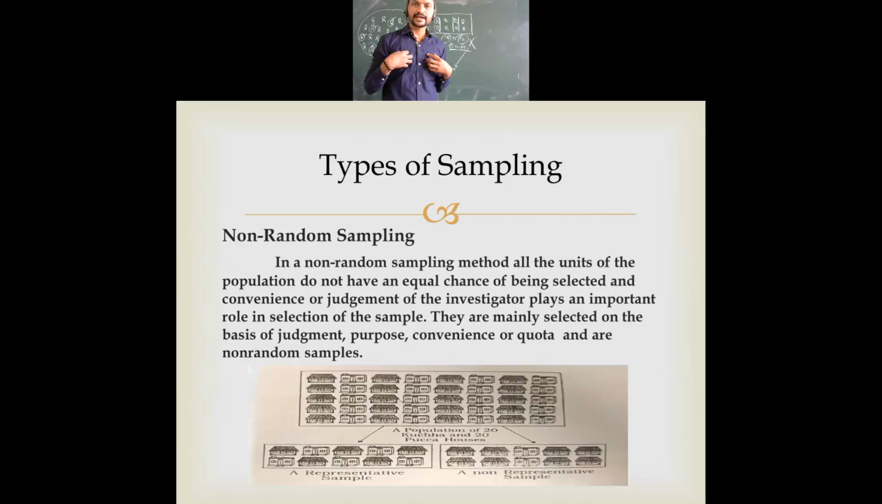Now what I decide, that will be the judgment. Whoever is nearer, only those people I will be selecting. Then who is near to me, I will be appointing him, selecting him. Then these are mainly selected on the basis of judgment, purpose, convenience, and quota, and are non-random sampling. This is how I judge the people on that basis. Most probably convenience. Convenience means what? Nearer to me, whoever is there, that one I will be appointing.